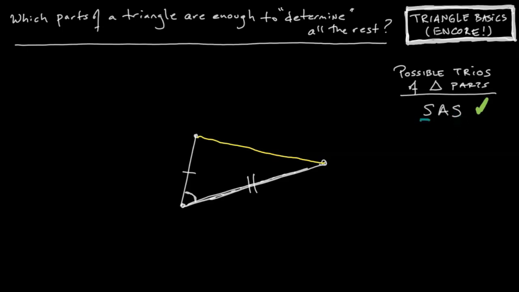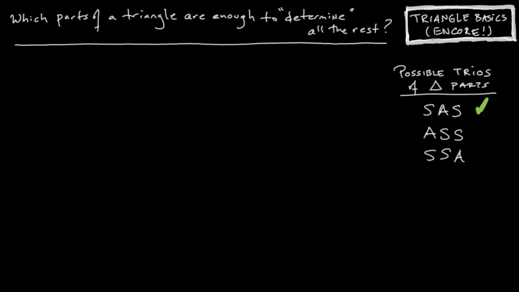Well, let's see. What if we had two sides and an angle, but the angle wasn't in between them? So we knew two sides and then the angle, or the angle and then the two sides. So something like ASS. Is ASS enough? We'll get to that question in a moment. Oh, and by the way, you might say, oh, and don't forget SSA, side-side-angle. Well, these are really the same thing. It's just a matter of perspective.